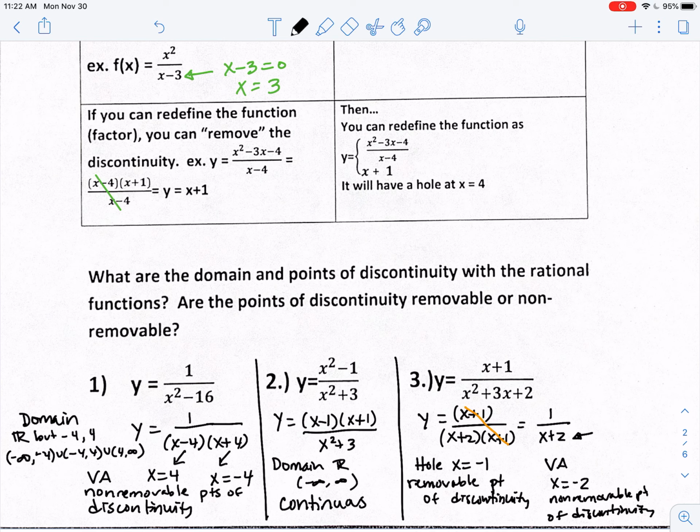Okay, so with that, that indicates that the domain is going to be everything but negative 2 and negative 1. So negative infinity to negative 2, union, negative 2 to negative 1, union, negative 1 to infinity. Okay. So hopefully you have a better idea of how to tell when you have points of discontinuity and whether those are going to be removable, non-removable, and how you find them.